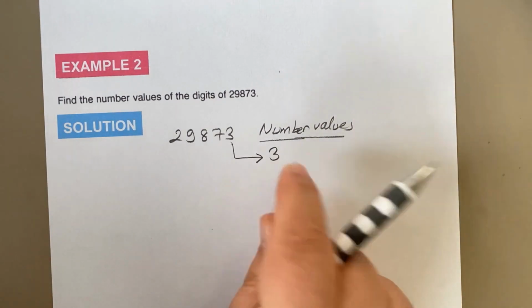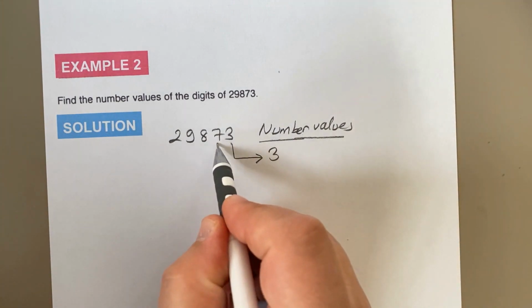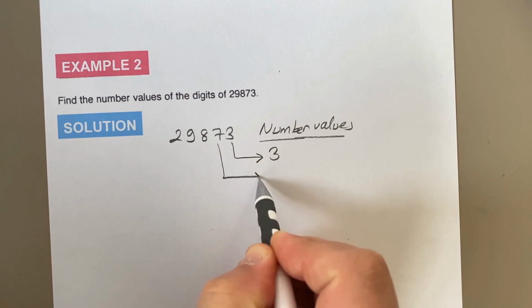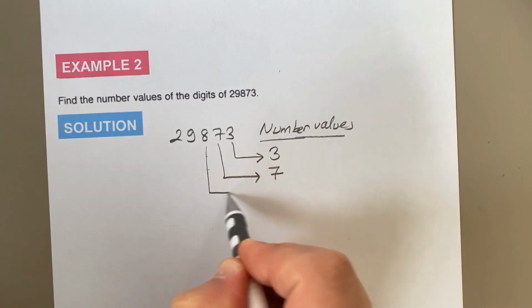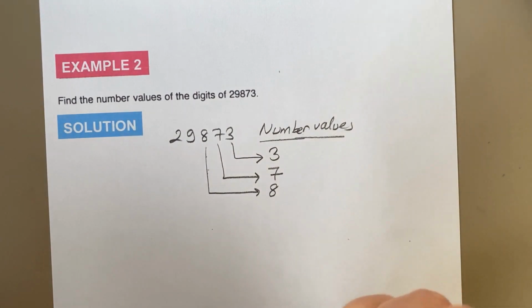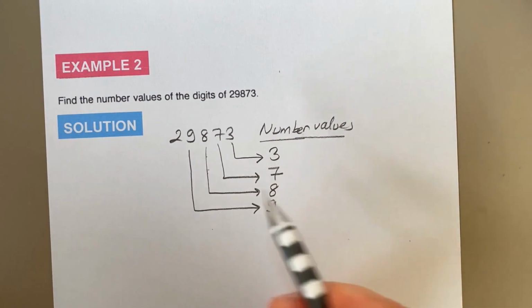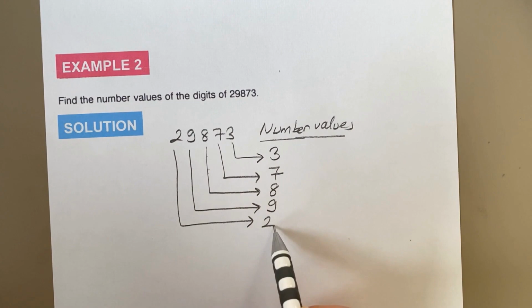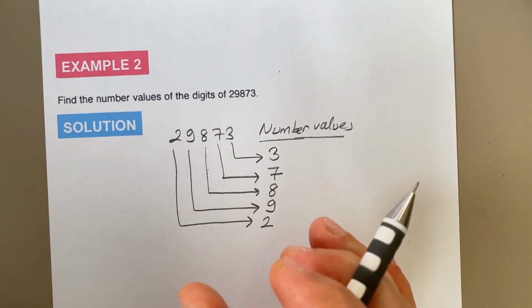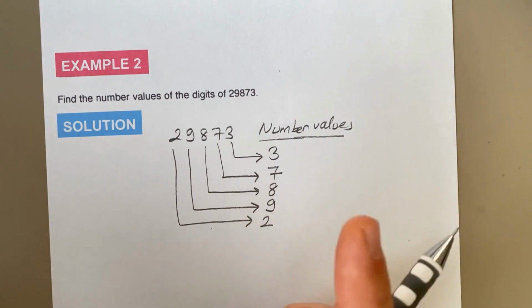Saying digit value means the same as number value. Its digit value, that is the number value, is 7. Its digit value, that is the number value, is 8. Its digit value, that is the number value, is 9. Its digit value, that is the number value, is 2. The number value and the digit value are the same thing. Don't forget this.